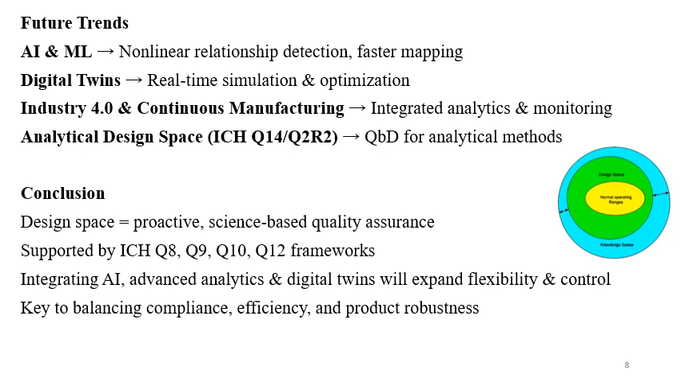Then conclusion, design space is a proactive and science-based quality assurance as you can demonstrate and prove that working within the design space is not going to hamper the product quality. It is supported by the guidelines like ICH Q8, Q9, Q10 and Q12, and in the future AI, ML, digital twins can expand the flexibility and control over these space. Key for balancing compliance, efficiency and the product robustness.